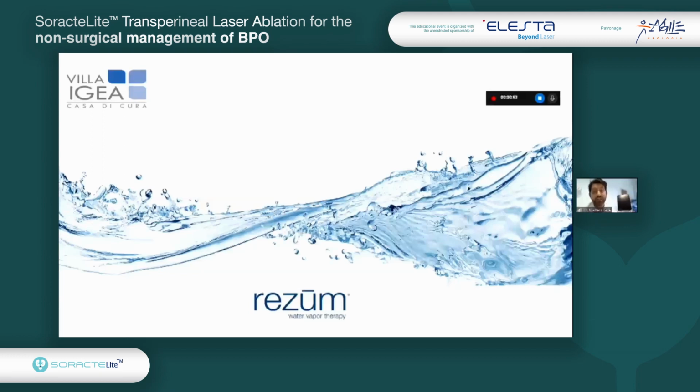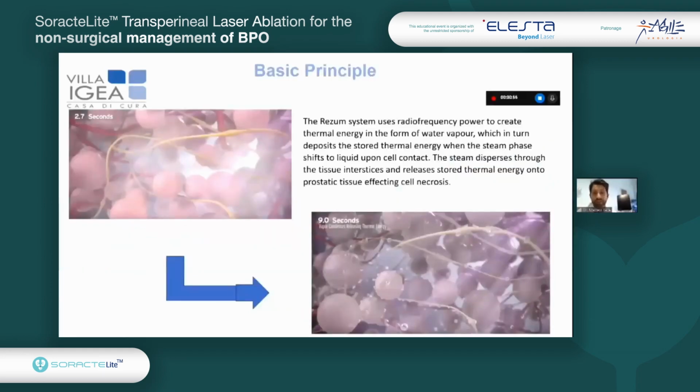So how do we deliver the water vapor inside the prostate tissue? We deliver it by injecting with needles. We enter the urethra, and then we inject with needles on the prostatic lobe, or the prostatic lobes, that are obstructing. And what is happening here? Basically, we induce cell necrosis. How do we do that? With thermal energy, because when water vapor, that is steam, shifts to liquid, it releases a lot of thermal energy that has been stored. So that's the procedure that uses Resume.